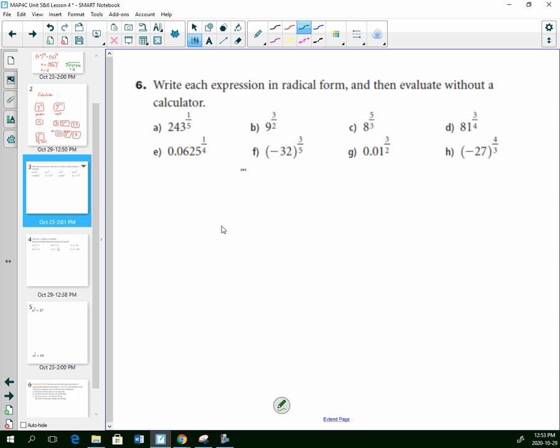So I want this one next. Okay, so write each expression in radical form and then evaluate. It says without a calculator, but obviously you can use your calculator. But you don't really need to.